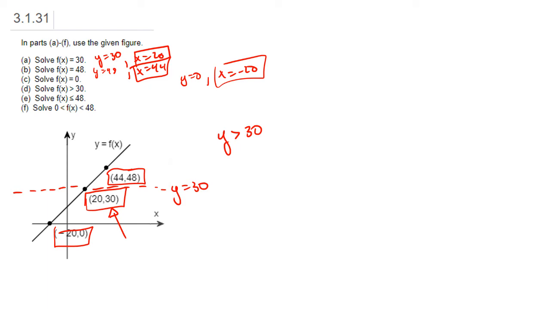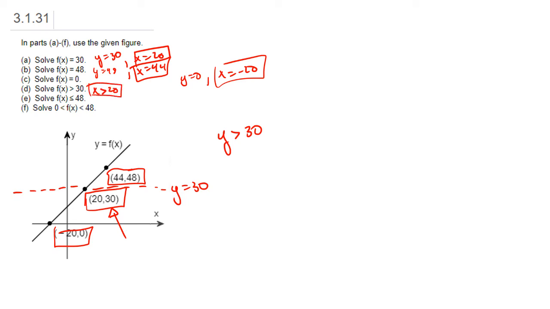Now looking at the line, here is a y value of 30. How do I get values of y bigger than 30? I must move to the right. So x equals 20 gives me a height of exactly 30. To get out a height larger than 30, I must move to the right. In other words, I must plug in x's larger than 20.